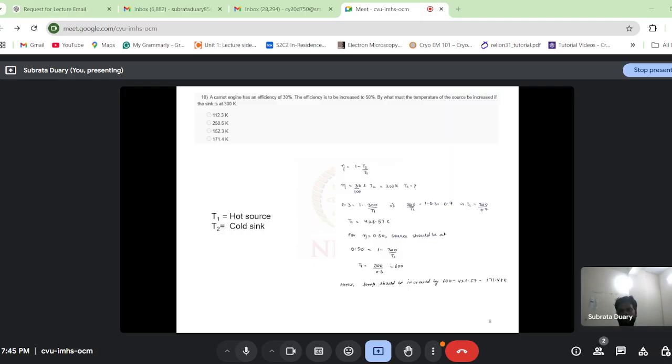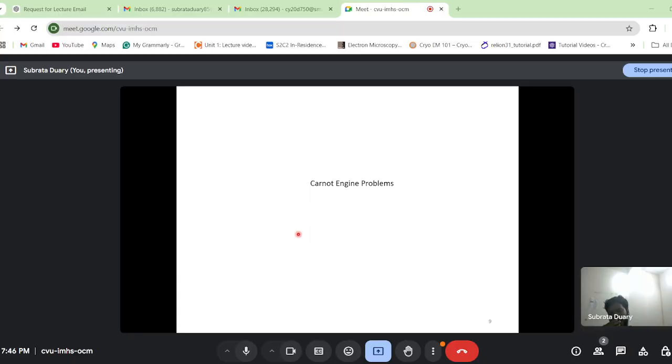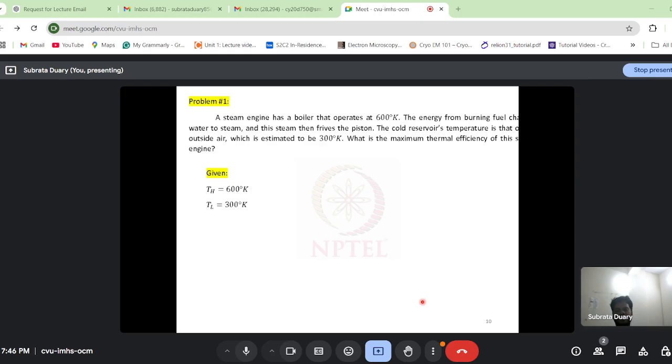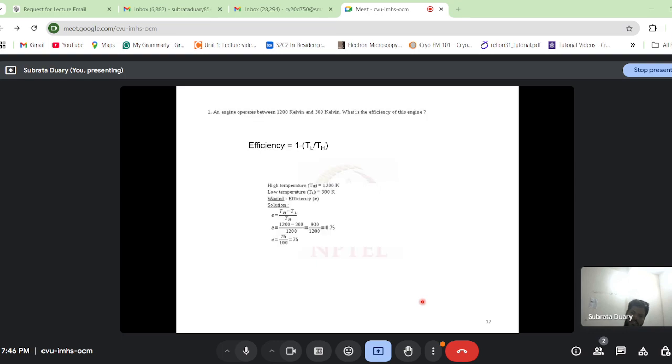Now you go to the Carnot engine efficiency, where you can calculate the efficiency of the engine by taking the temperatures of the lower reservoir, the sink, and the hot reservoir. So this is the Carnot engine problem, where I have shown you two types of problems. This is a problem, these are the solutions, and this is another problem, this is the solution.